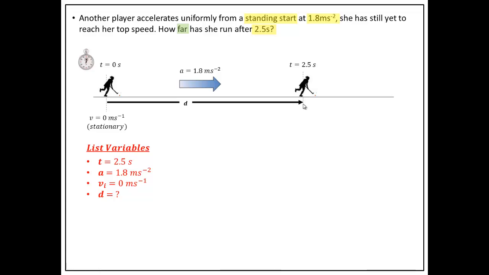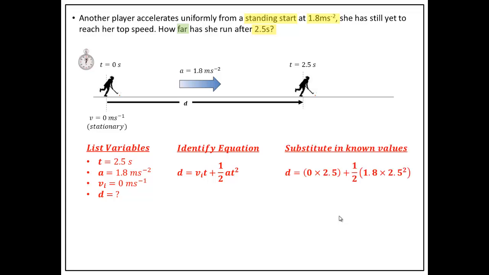The next step is to choose the correct kinematic equation. In this case it would be this one here, where it has all 4 variables, the 3 known and the 1 unknown. So the last step, once identifying your equation, is just to substitute in the values. Be careful when you do this. I tend to bracket it when I put it into my calculator, as it just keeps it clean and it reduces the risk of any error. And once you put those numbers through, you should get an answer for displacement of 5.625 meters.